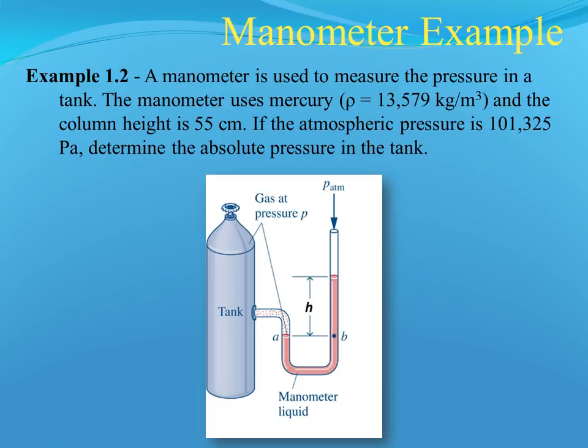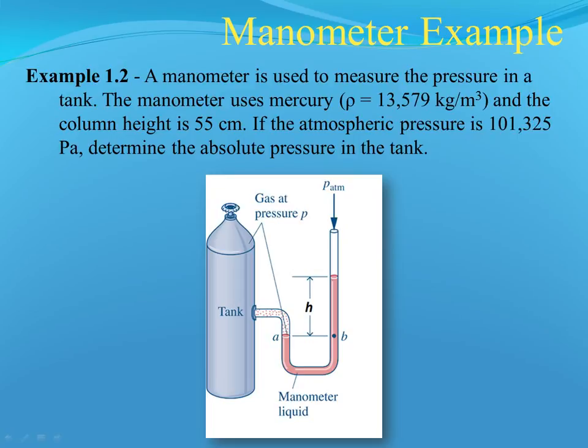Okay, so here we have a manometer. It's used to measure the pressure in a tank. The manometer uses mercury as the manometer liquid, right? So in that case, the density is an important value that we need to know for this manometer liquid. So the density is 13,579 kilograms per meter cubed, and the column height is 55 centimeters. So what we mean by that is this H is 55 centimeters, right?